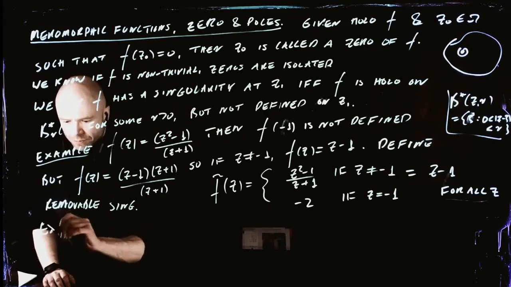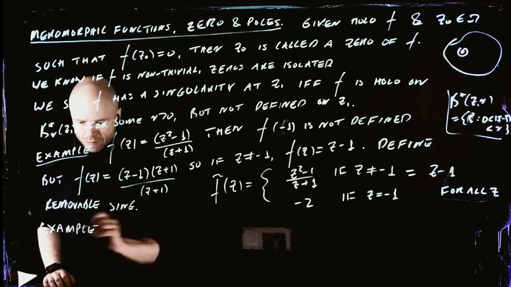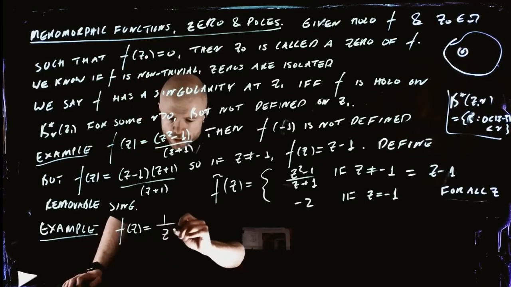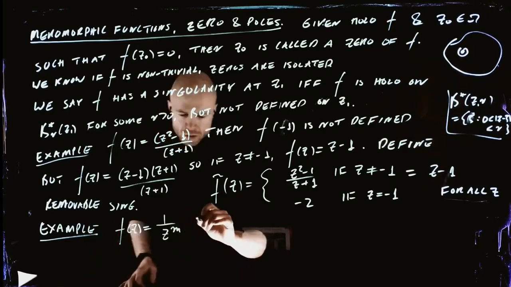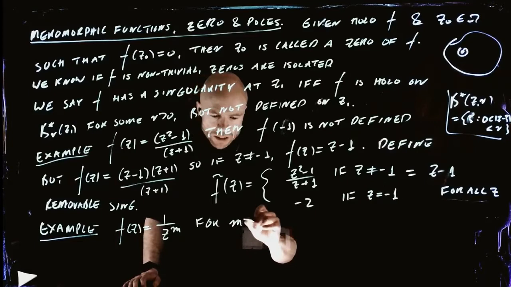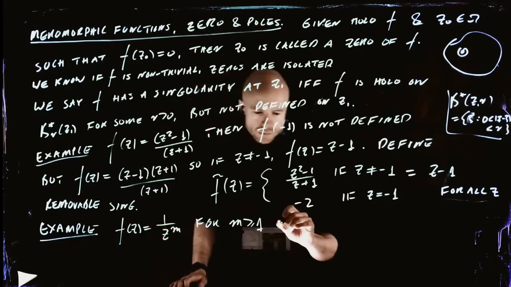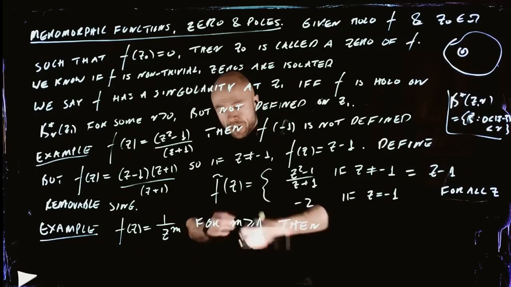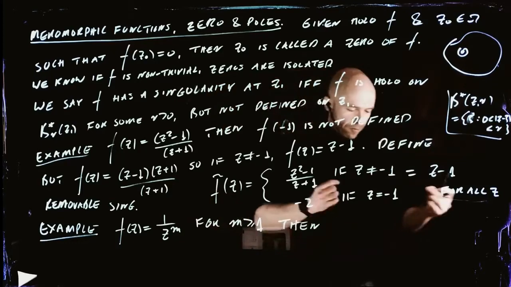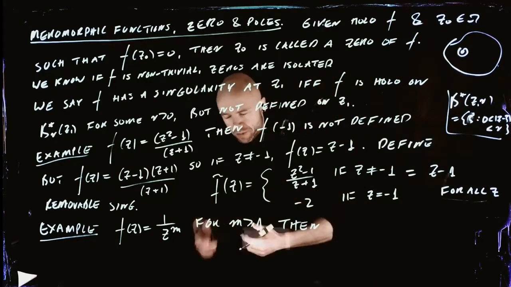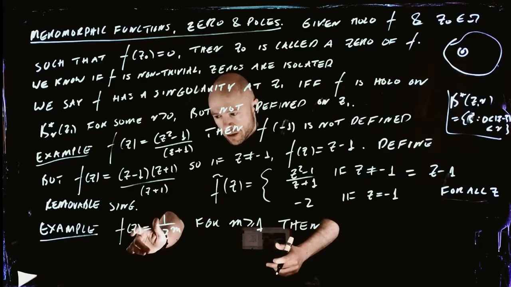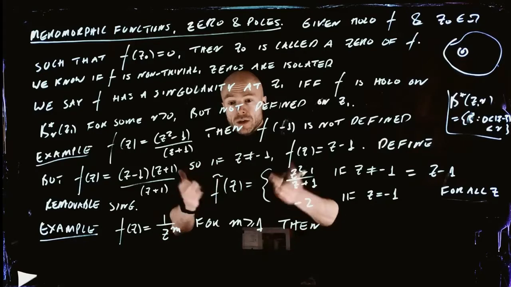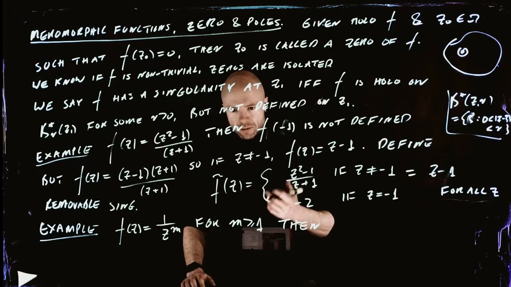Another example. We could have f of z equals 1 over z to the m for m bigger than or equal to 1. Then f of 0 is not defined as a complex number, unless there's a way to actually add infinity to the complex plane where it makes sense, but that's not what we're going to do for the time being. So as a finite complex number, this is not defined. We have a singularity here.